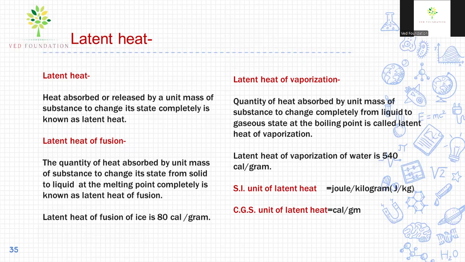So latent heat is of two types: latent heat of fusion and latent heat of vaporization. Let us learn first latent heat of fusion. Fusion means melting. Fusion is a synonym of melting. The quantity of heat absorbed by unit mass of substance to change its state from solid to liquid at the melting point is known as latent heat of vaporization.